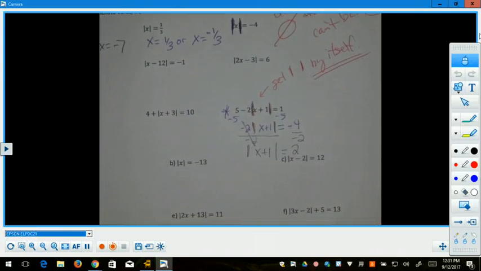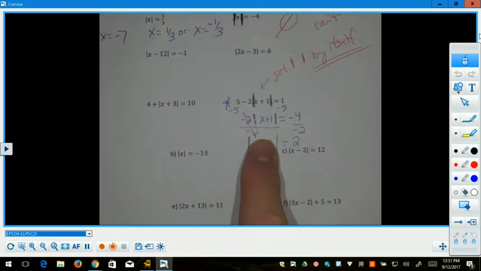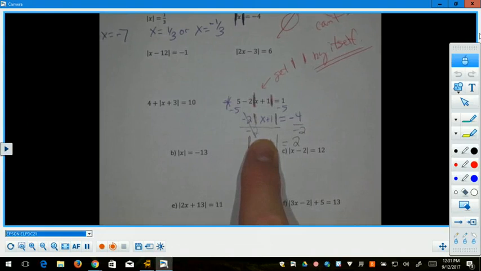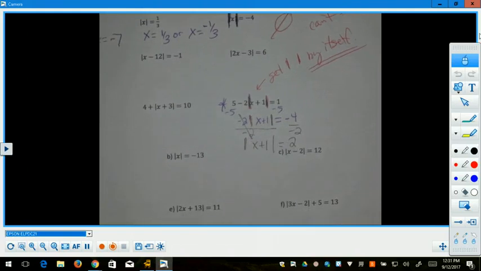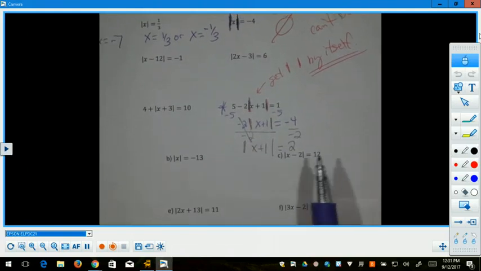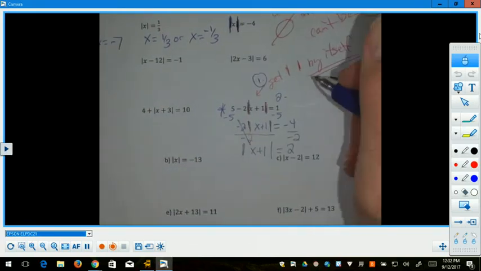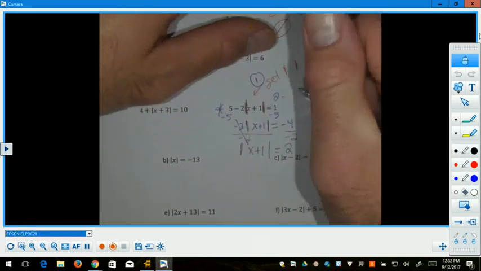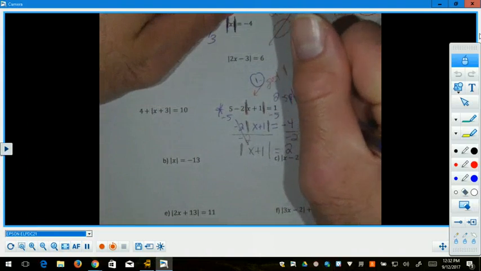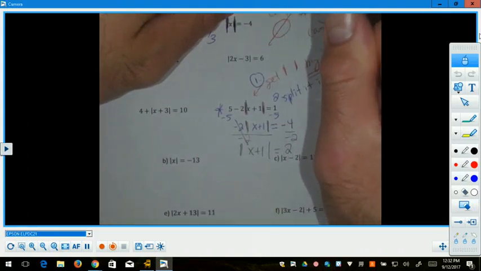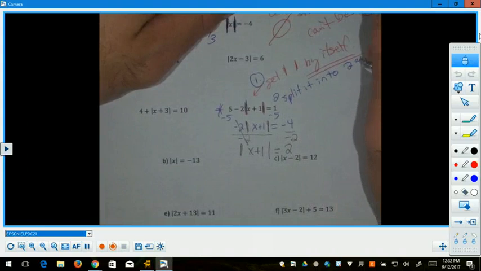We're going to solve this in just a second. But first, if this was just x, what number would I put in the absolute value and still get 2? I could put in 2 or negative 2. So when you get to this point, your first step is to get the absolute value by itself. Your second step, once it is by itself, is to split it into 2 equations.